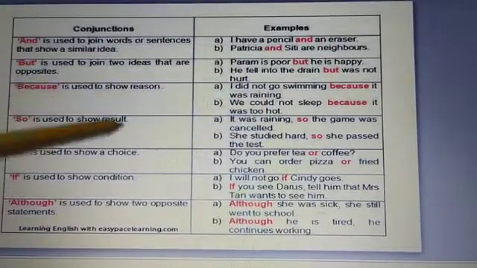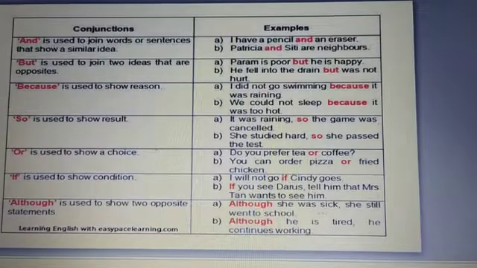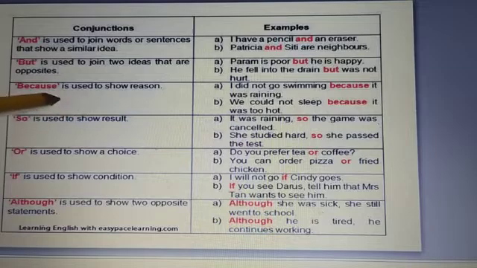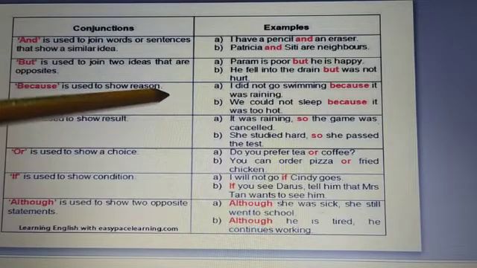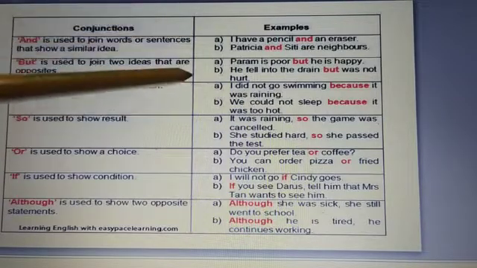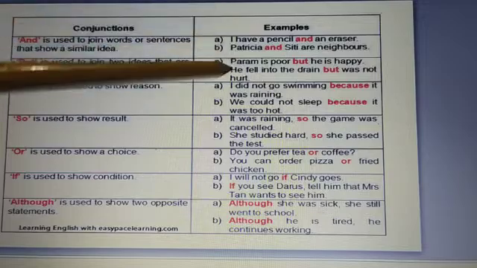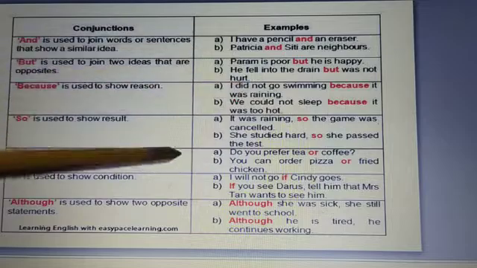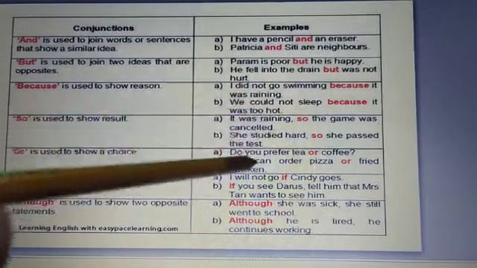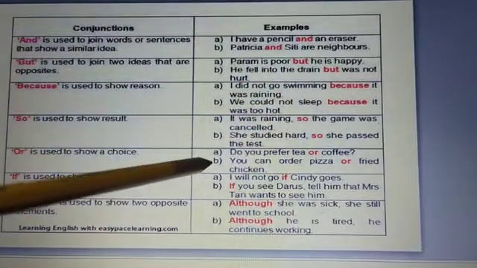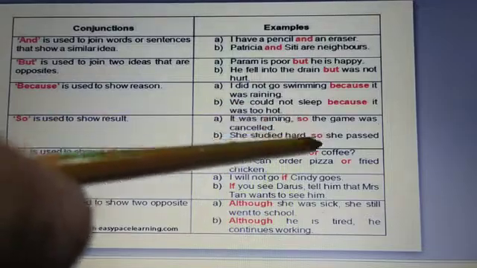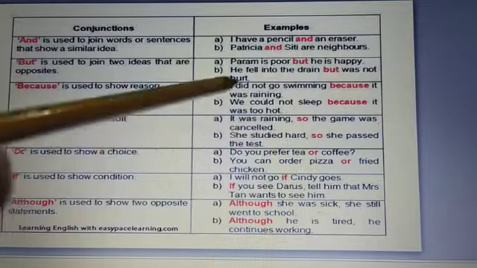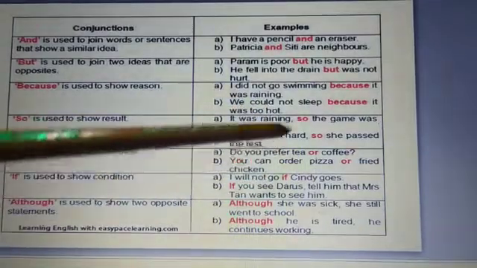So is used to show result. We use so when we want to show any result. Like it was raining. So due to raining, what happened? The game was cancelled. So the result of rain was the game cancelled. So it was raining, so the game was cancelled. She studied hard, so she passed the test. She studied hard, so the result was she passed the test.